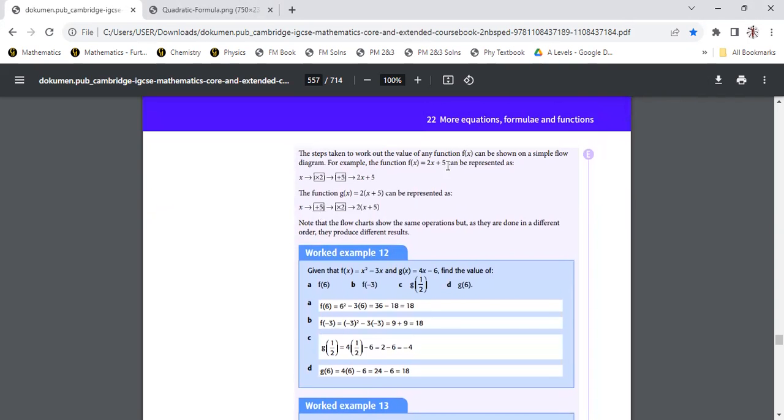For example, 2x plus 5, what do we do here? We multiply by 2 first, so we get 2x. And we add 5. Or for here, we add 5 first, then we multiply by 2, because we multiply the entire thing now. So it becomes 2(x plus 5). So if you do your operation in a different order, you produce different results. So be careful here.